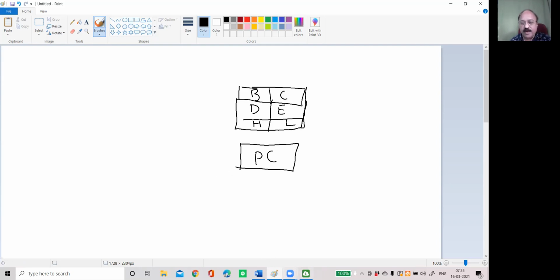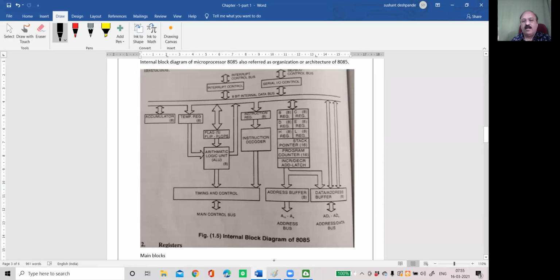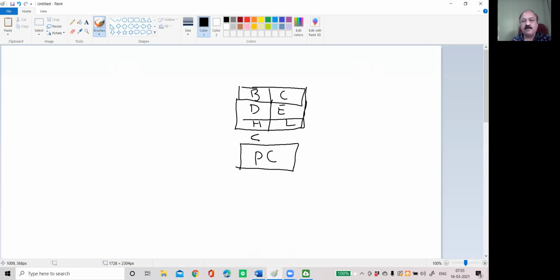After that, what is required? The stack pointer. The stack pointer is also used for branching, for controlling. So there is another register which is used for the stack pointer. Now this will also be of 16 bits because it stores the address. Program counter should also be of 16 bits.